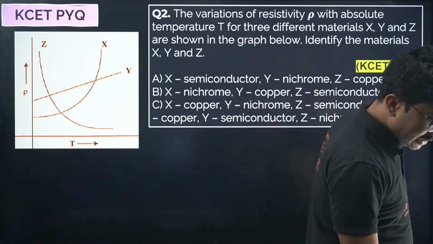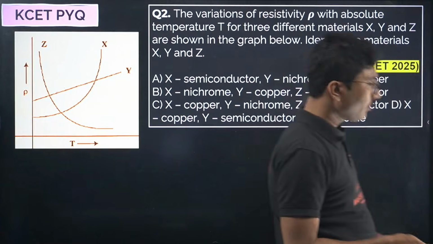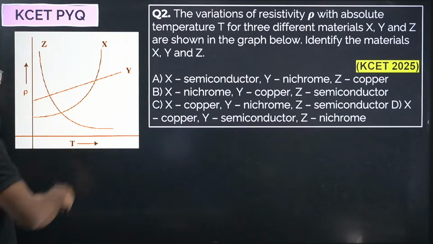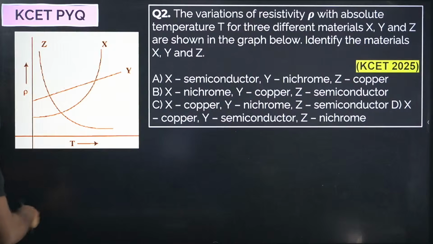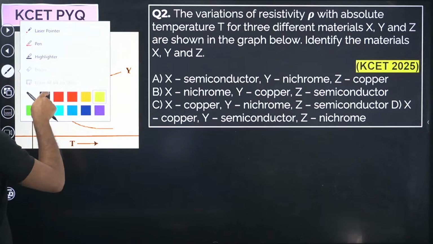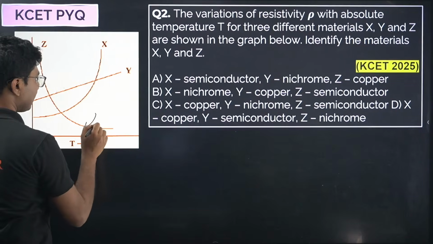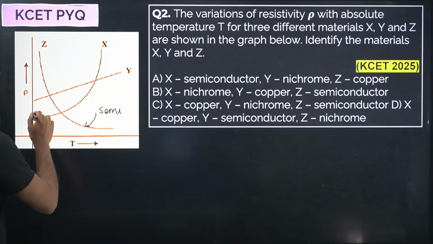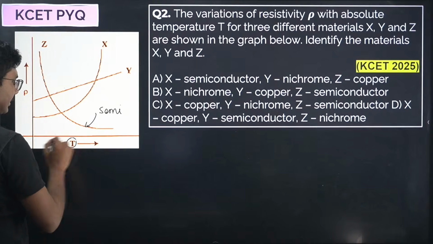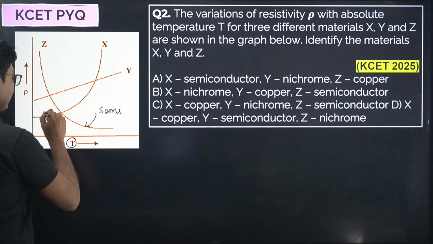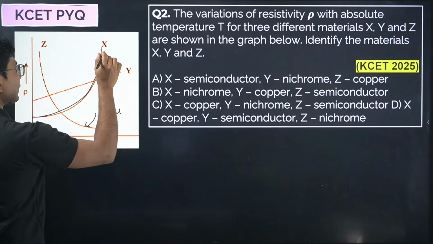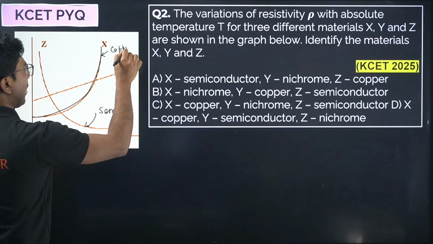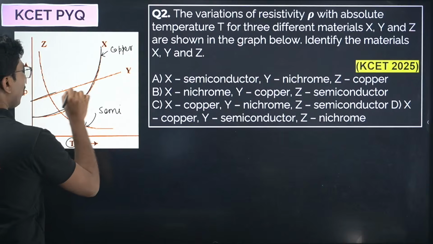Okay, so what is the answer for this question? For this one, resistivity decreases. So resistivity decreases means this must be semiconductor. Okay, for this one resistivity increases with temperature. This is temperature. So for this one resistivity increases with temperature, that means this must be copper. And for this it is almost constant.